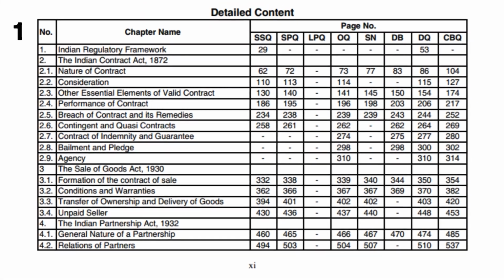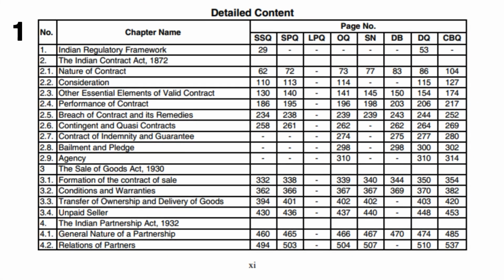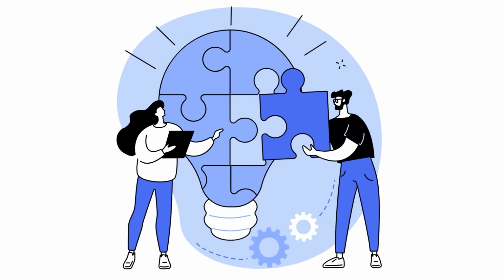Number 1, detailed content. You'll find this on page number 11. It explains the type of questions provided in the book like self-study questions, short practice questions, long practice questions, objective questions, short notes, distinguish between, descriptive questions, and case-based questions. Solving these will give you a strong understanding of each topic.